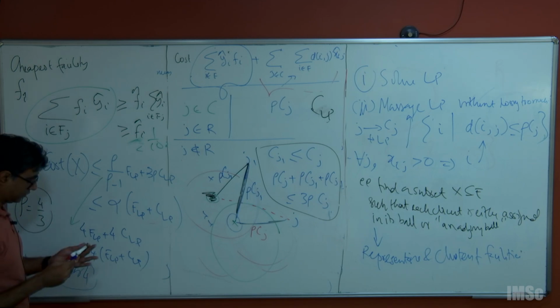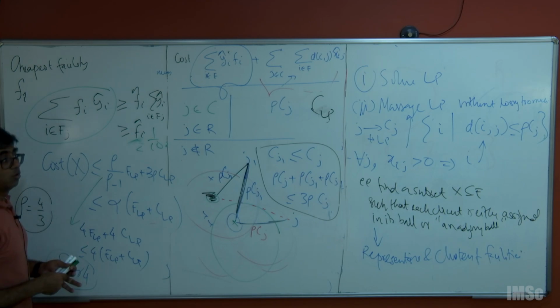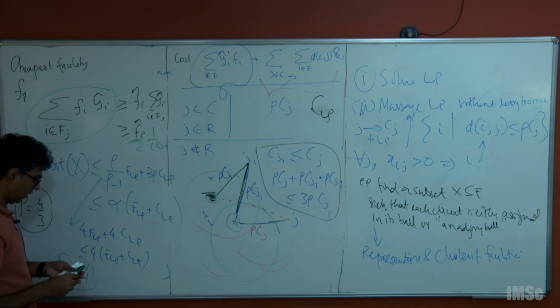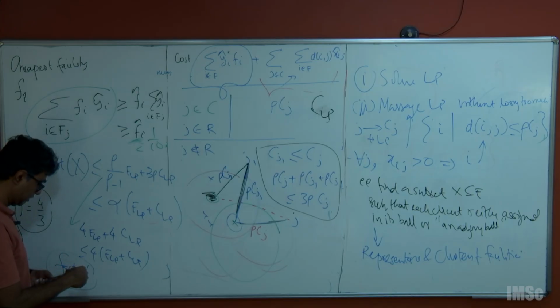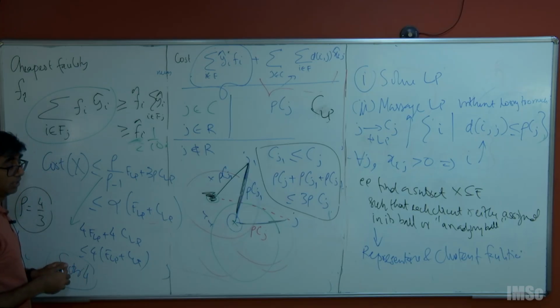So this is an example of deterministic clustering. A similar kind of clustering and a similar kind of LP rounding can also be done for K-median, which I will not do. And from tomorrow onward, I will move to randomized rounding.